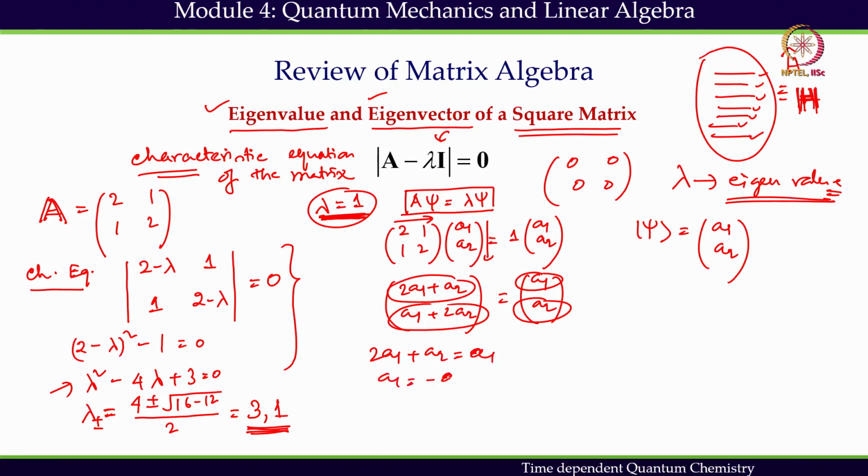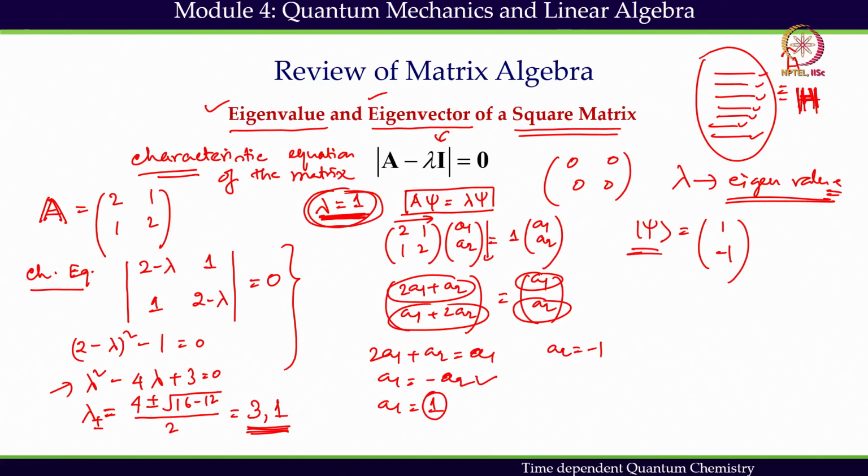If so, I can write 2A1 plus A2 equals A1, or A1 equals minus A2. So if A1 equals minus A2, let us take A1 to be 1, because it does not matter what basis we take; finally we need the relative components. For a particular basis I may get A1 equals 1, and immediately I get A2 equals minus 1, which means the wave function associated with that particular eigenstate will be represented by 1, minus 1.